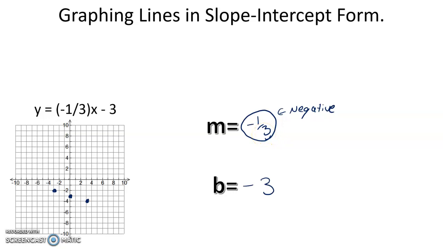This is also why you should be able to know, hey, this line looks like a negative slope. You should know that anything that's going down on the right side should be a negative slope. So again, graphing lines in slope-intercept form is fairly straightforward.